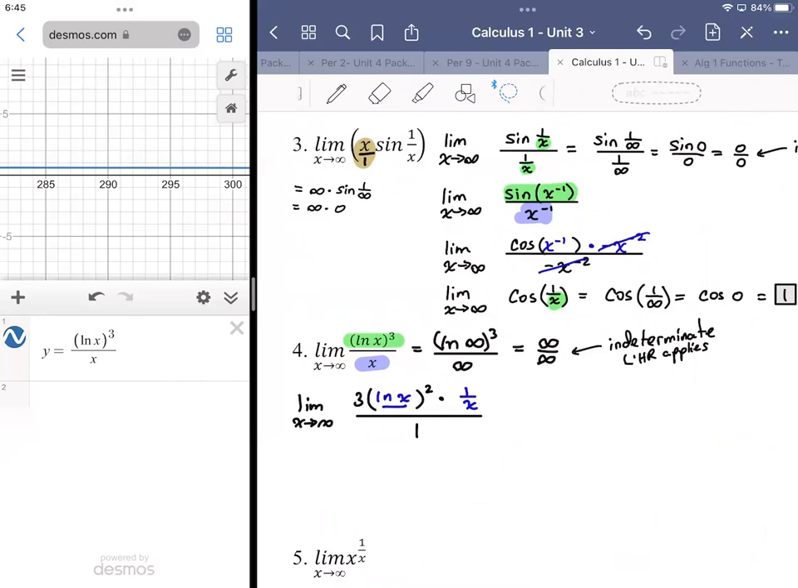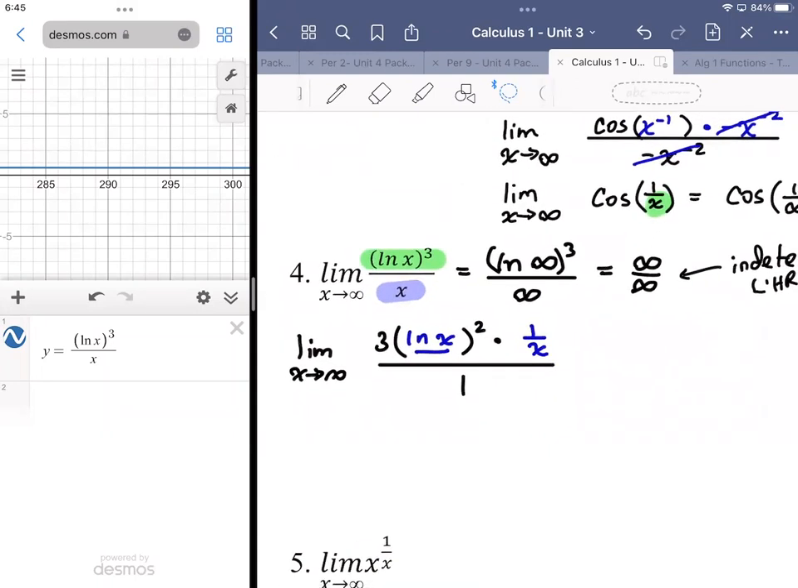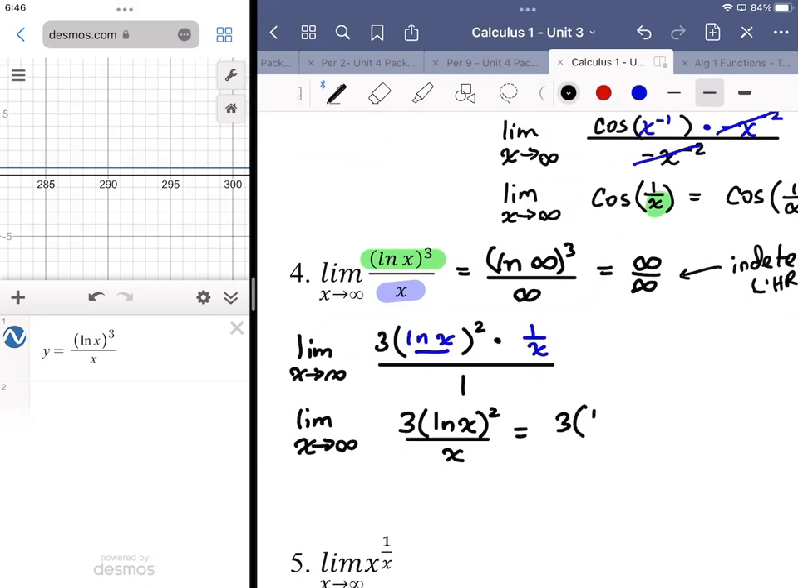So then for number 4, continuing here, we have that 3 natural log squared times 1 over x. You look at it and say, okay, can I now plug in the infinity? So you might want to clean it up a little bit first. If you do so, you get the limit as x approaches infinity of 3 times the quantity ln x squared over x. If I plug in infinity, I get 3 ln infinity squared over infinity.